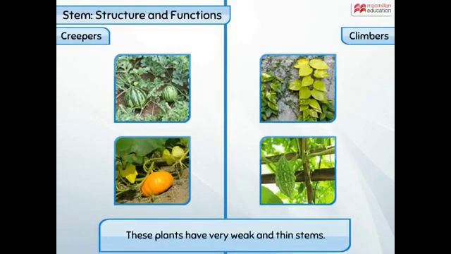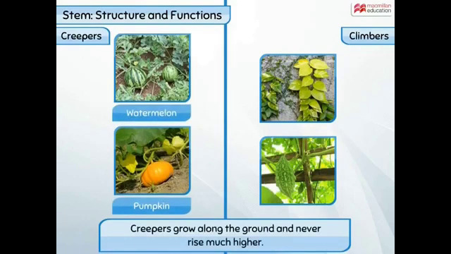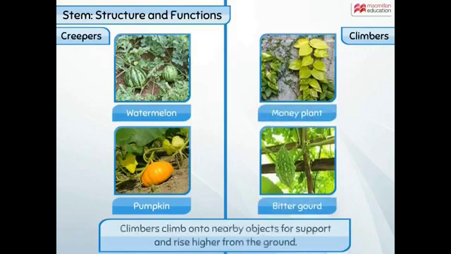Another category of plants that have very weak and thin stems are creepers and climbers. While creeper plants, like watermelon and pumpkin, grow along the ground and never rise much higher, climber plants, like money plant and bitter gourd, climb onto nearby objects for support and rise higher from the ground.